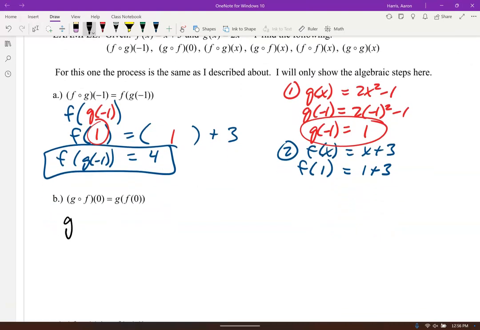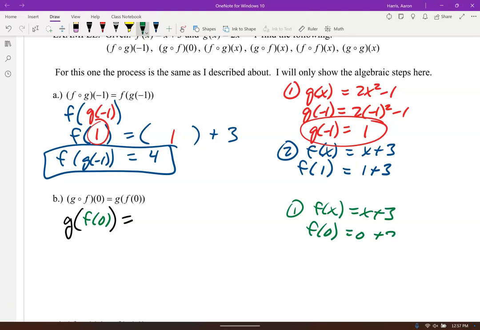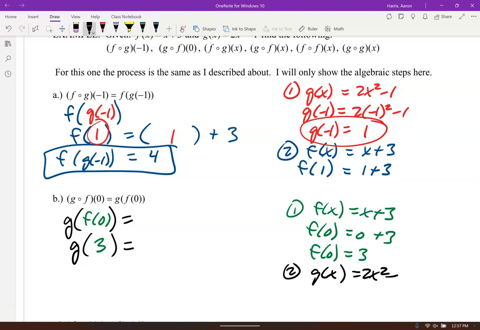This one is g of f of 0. So I'm going to go to the side. Well, I know f of x is x plus 3, so f of 0 would be 3. So I have g of 3, right? So now I'm using g of x. Well, g of x is 2x squared minus 1, so I'm just finding g of 3 on this.